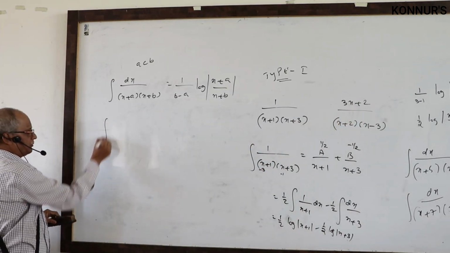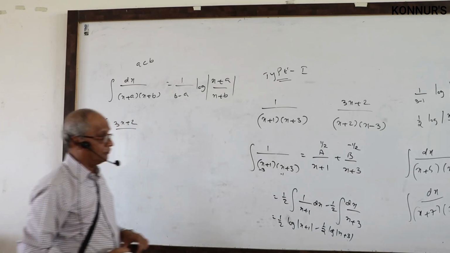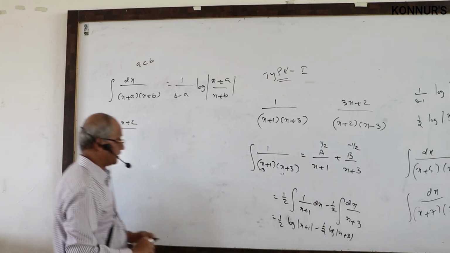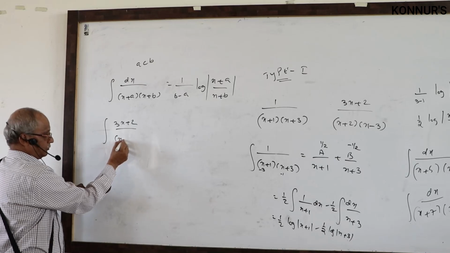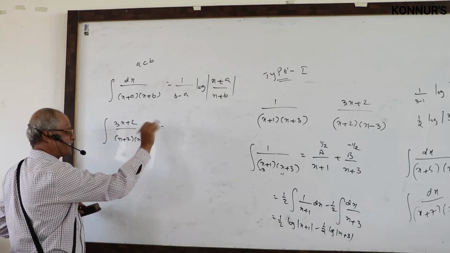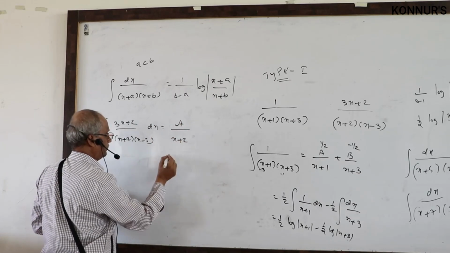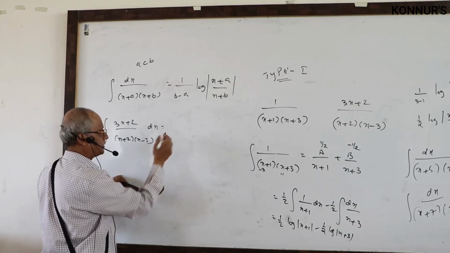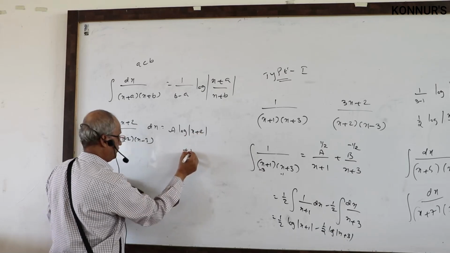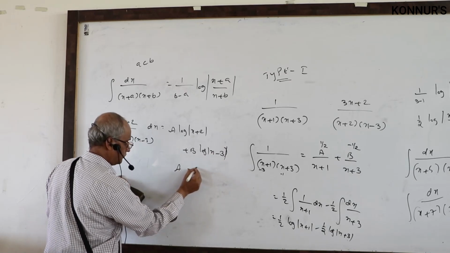Take that problem only. Suppose they give 3x plus 2, and remember there is one reverse question. What is that reverse question? I will write this problem only. x plus 2, x minus 3 dx is equal to, they will write the answer. What is the answer they are writing? A by x plus 2 means the answer they write like this: A into log of x plus 2 plus b into log of x minus 3. They want only the a value.